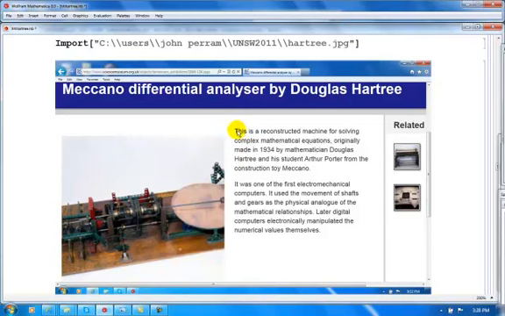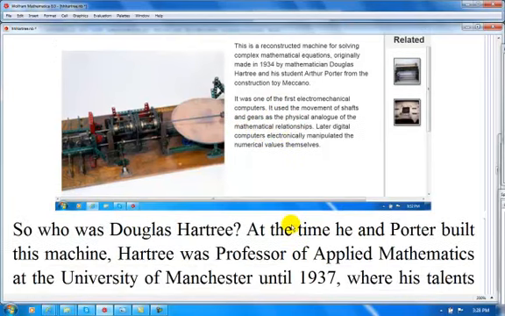According to the exhibition, this is a reconstructed machine for solving complex mathematical equations, originally made in 1934 by mathematician Douglas Hartree and his student Arthur Porter from the construction toy Meccano. And it was one of the first electromechanical computers. So it used the movement of shafts and gears as the physical analogue of the mathematical relationships. Later digital computers electronically manipulated the numerical values themselves.